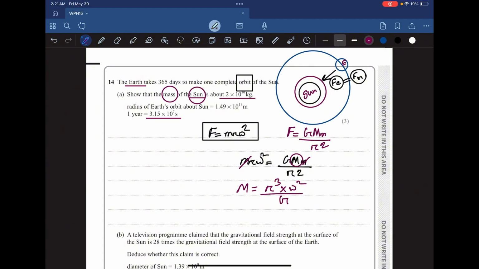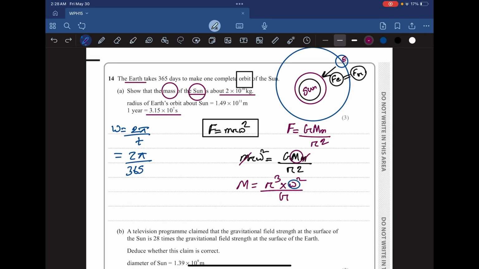We have to figure out the angular velocity first to do this math. So how can we figure out the angular velocity? We know the formula of angular velocity is 2 pi divided by time taken, and we know the time in seconds, right? We can write 2 pi divided by that time, and we will get the value of angular velocity as 1.99 into 10 to the power minus 7 radian per second. So we will put this value right here in the angular velocity portion.